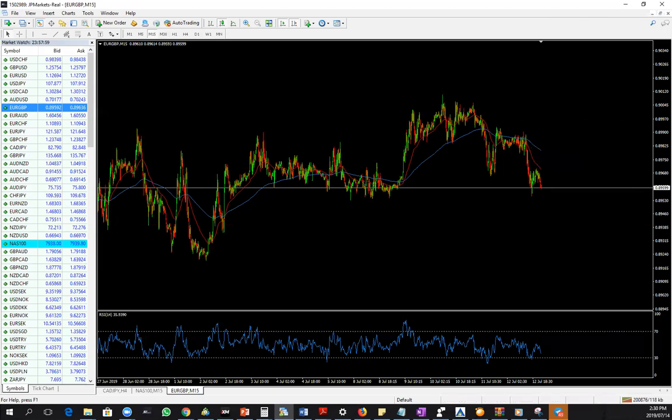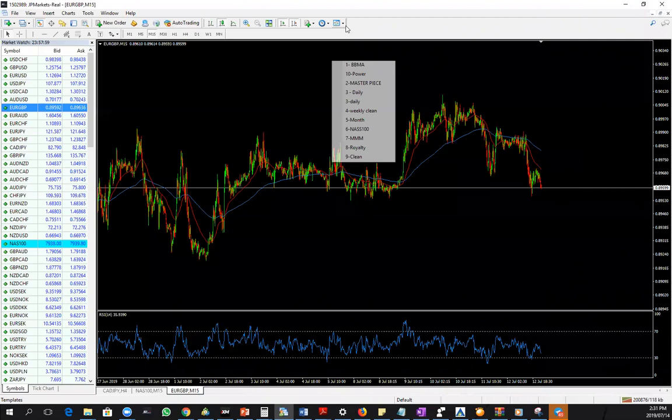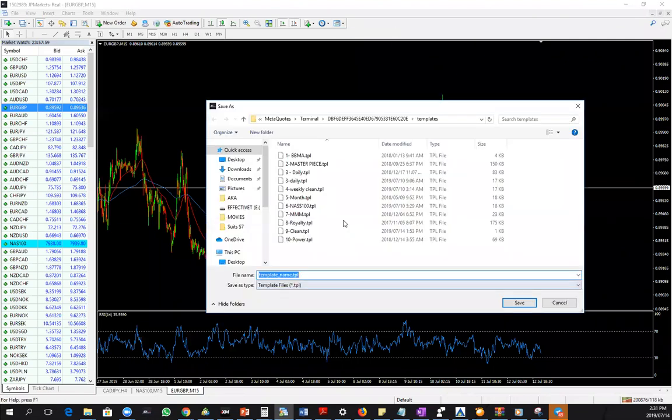Now I'm gonna discuss, since I have time, how I used to enter my NAS trade. I'm gonna give you my personal secret to the NAS. Okay. What I do with NAS, let me just save this template. Save, moving averages.